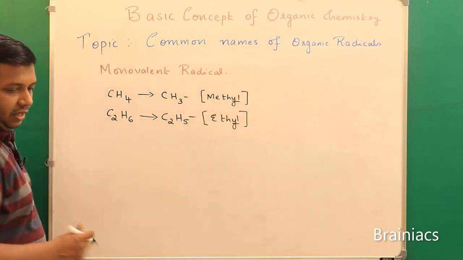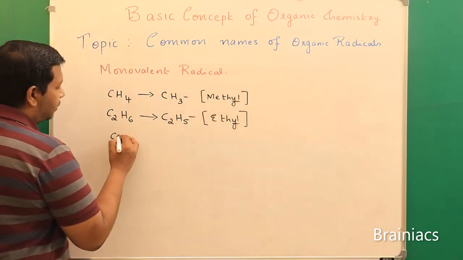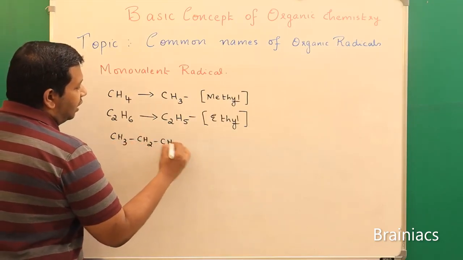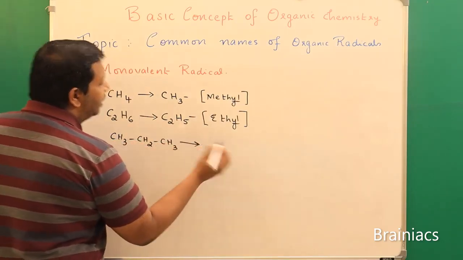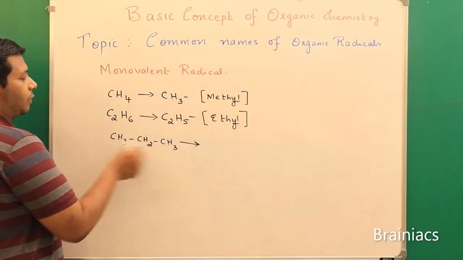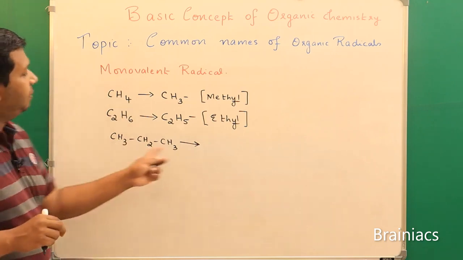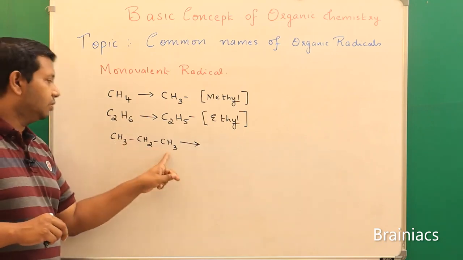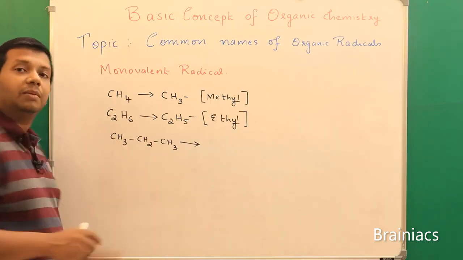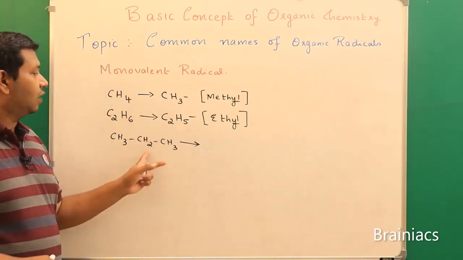Now similarly, coming to propane, for example CH3, CH2, CH3. Now I can replace H. The big question here is, I can replace H from the central carbon atom or from the terminal carbon atom. If I replace from the last one or from the first one, it is the same. And from the central carbon atom, I will get a new species. So there are two possibilities.